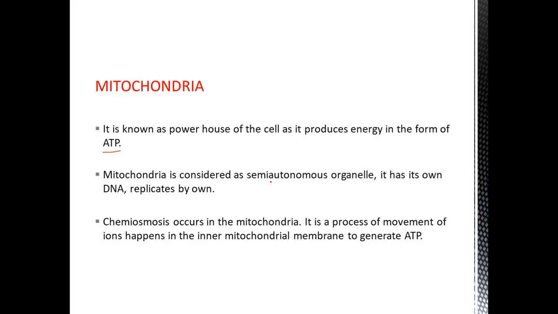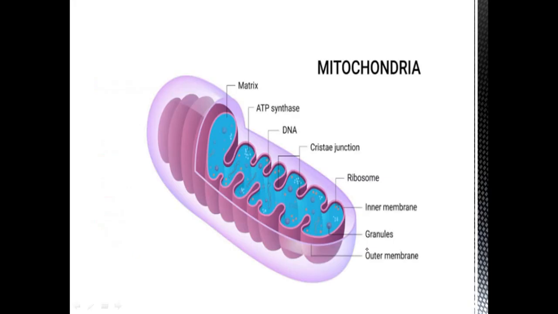Mitochondria is considered a semi-autonomous body because it has its own DNA and the DNA will replicate, much like the cell has its DNA in the nucleus and replicates. Chemiosmosis occurs in the mitochondria, and chemiosmosis is a process of movement of ions, especially hydrogen ions, in the inner mitochondrial membrane to generate ATP.